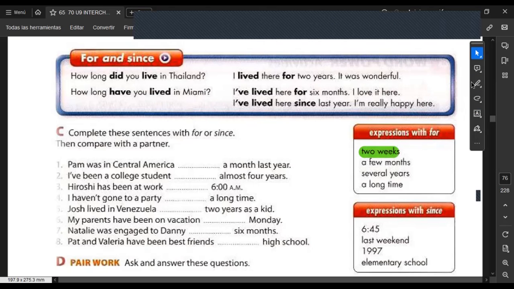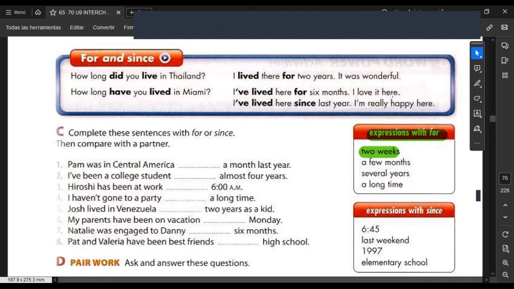Sí, esta de aquí, esta de verde. Expressions with for: for 2 weeks, for a few months, for several years, for a long time. Right? How long did you live in Thailand? I lived there for 2 years. It was wonderful. How long have you lived in Miami? I have lived here for 6 months. I love it here.